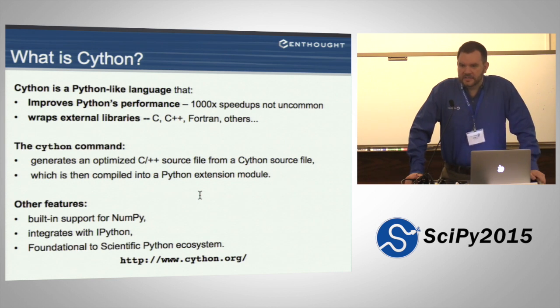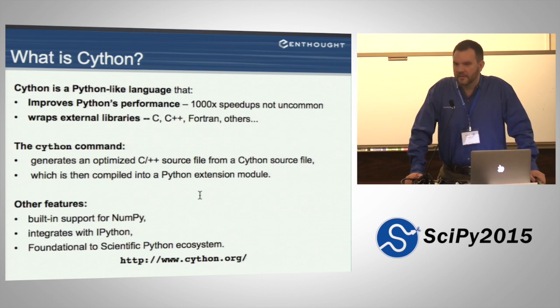So that's Cython in a nutshell. Let's talk about it in a little bit more detail. You can think of Cython as a language in and of itself. And it's a Python-like language. You start with Python, and it allows us to improve Python's performance. For certain things, you can get 3 orders of magnitude speed up. It's not uncommon, especially for loop-heavy code, lots of iteration, that sort of thing.